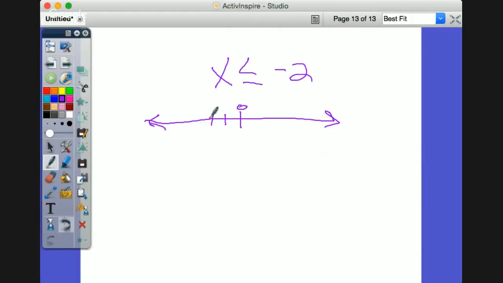All right, so this one is x is less than or equal to negative 2, which means this is negative 2, right? And if it's less than or equal to, that means it's going to the left, rather. Because if it's less than or equal to, that means it can be -2 or less. And again, make sure it's filled in.